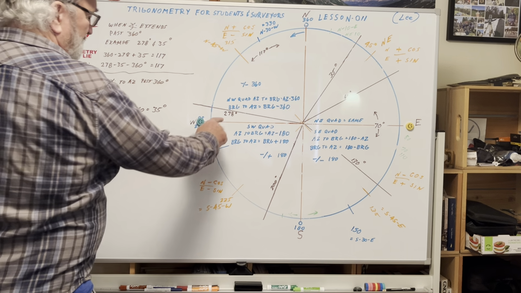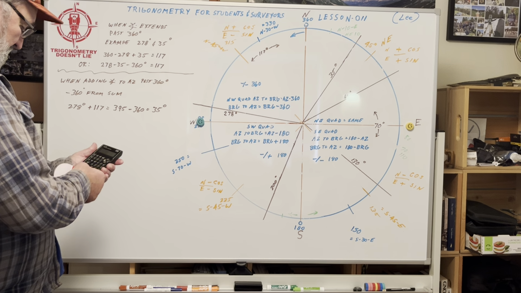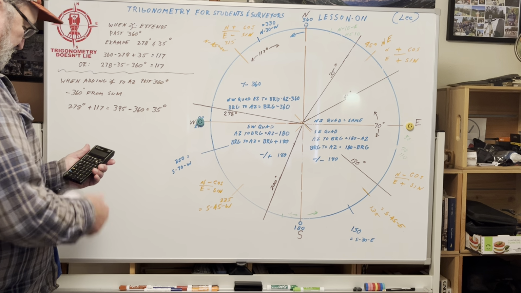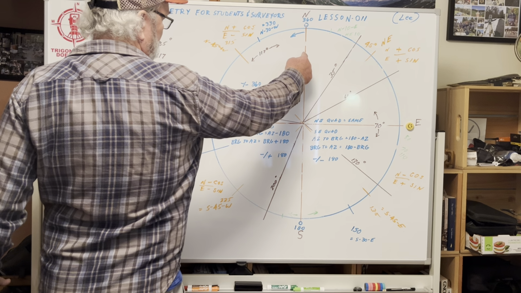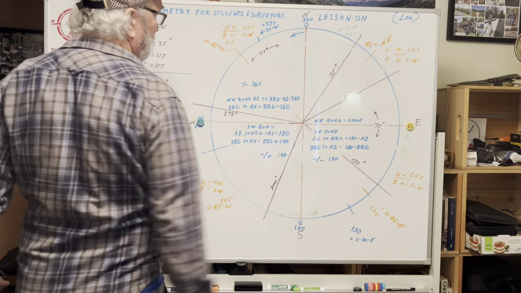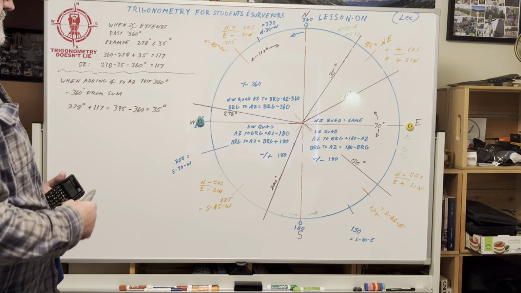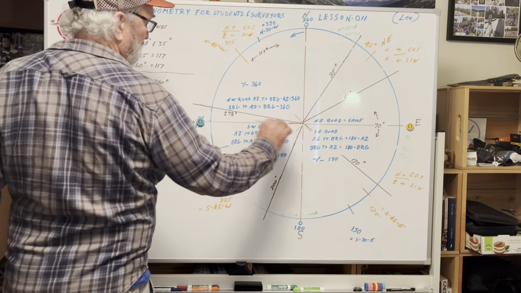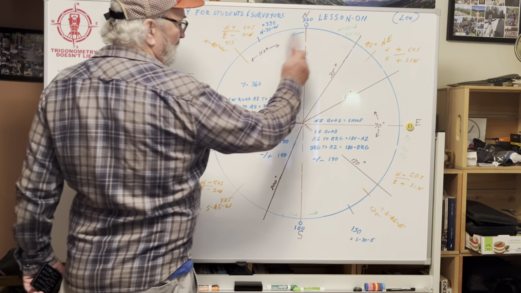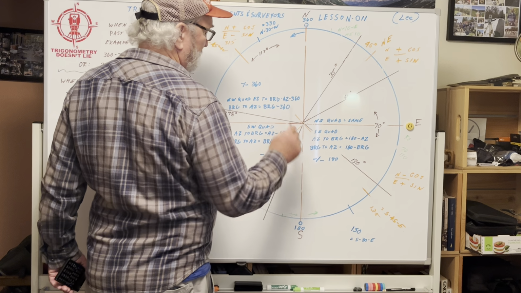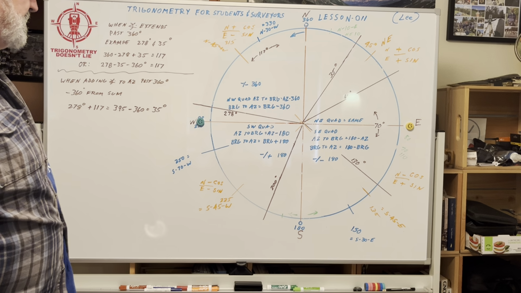So let me do that again. 278, so I'll just go 360 first. 360 minus 278, that's 82 degrees between here and the 360. 82 plus 35, and then that's 117. So if you want to know what your angle is between two bearings that cross over 360, that's one way to do it. Pretty simple if you just think about it.